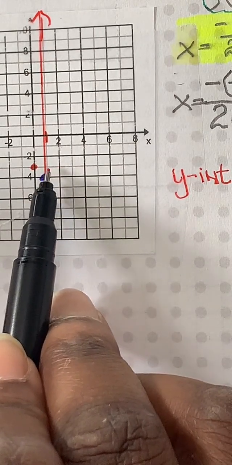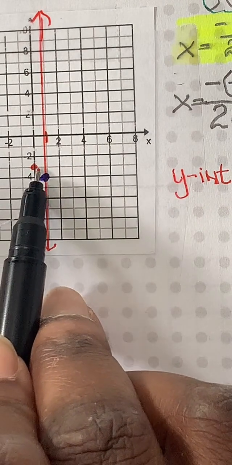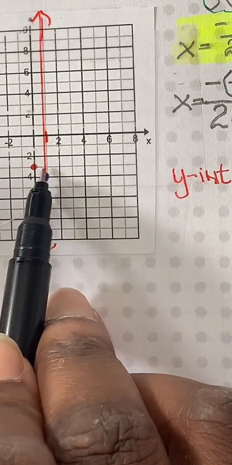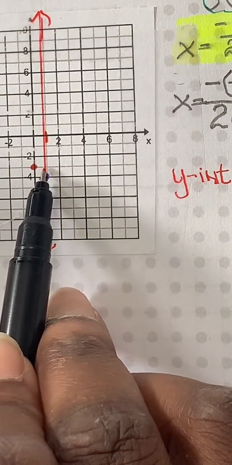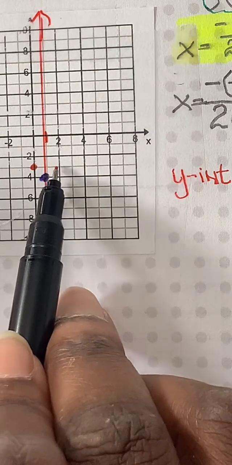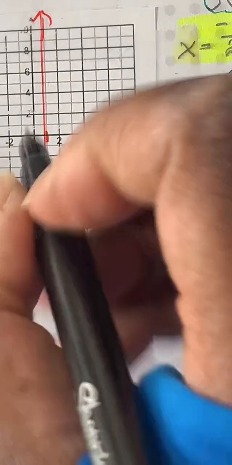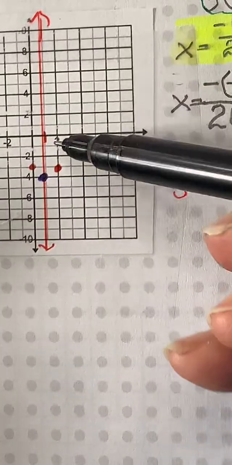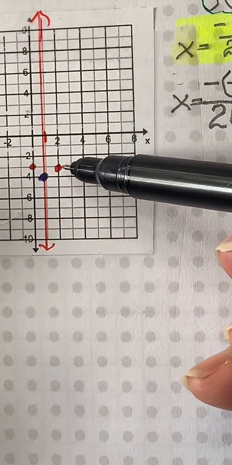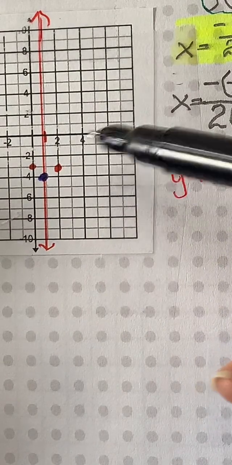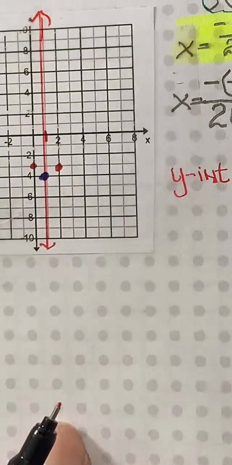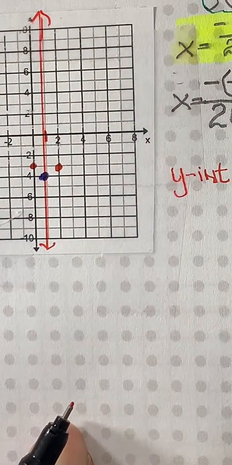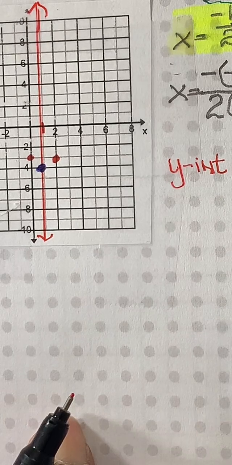So the mirror image is going to be the same distance away, but on the other side. This is 1 unit away from the axis of symmetry. On the other side, I need what's 1 unit away from the axis of symmetry. And it's going to be this point right here, which is 2, -3. So you just reflect it.